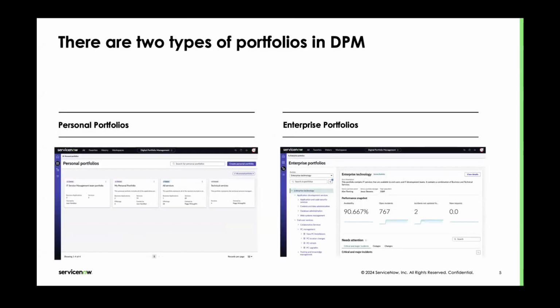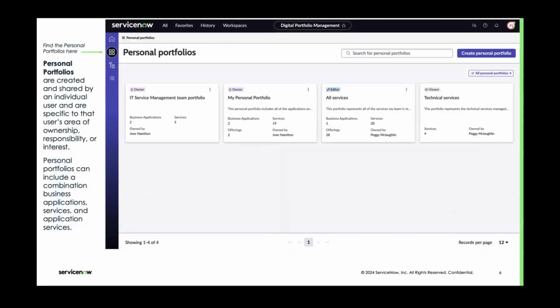As I mentioned, there are two types. So we have personal portfolios, which you can see here on the left, and we have enterprise portfolios, which you can see here on the right. Personal portfolios are created and shared by individual users. So they typically will create personal portfolios that are specific to their area of ownership or responsibility, or possibly their interest.